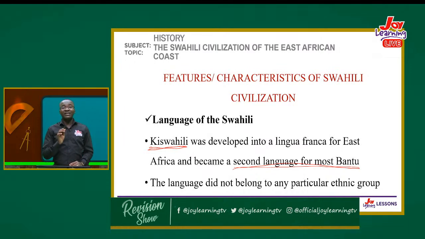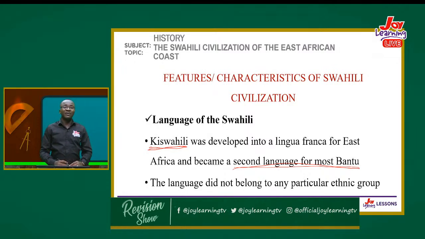Now, if you remember, we said earlier on that the Kiswahili language, as we speak now in modern time, has been adopted as the national language of the people of Tanzania. We're also saying that it became the second language of all the people in the East African coast. And by that, it means that apart from their indigenous ethnic language, it became the second language for everyone.